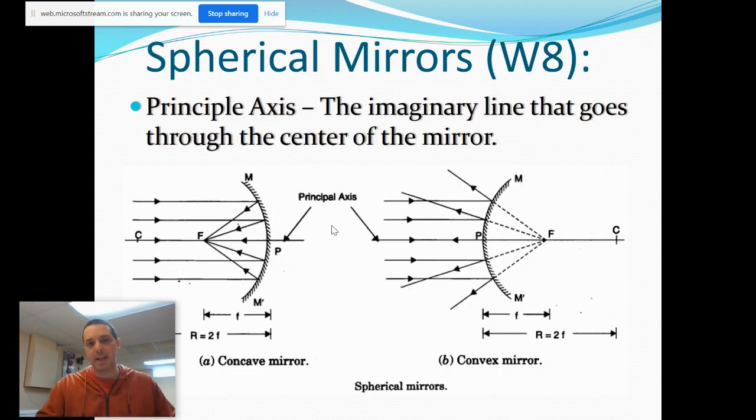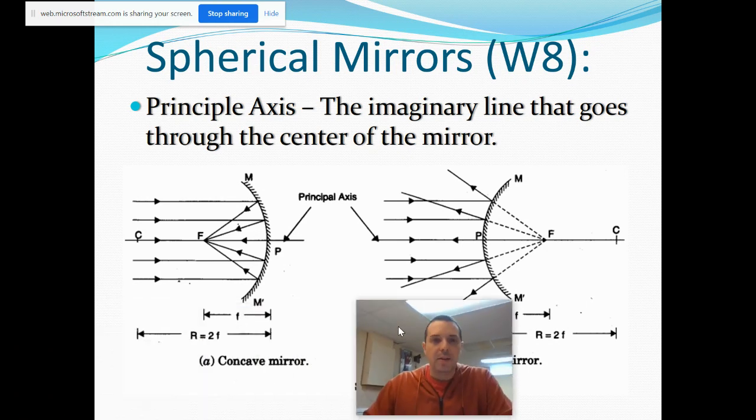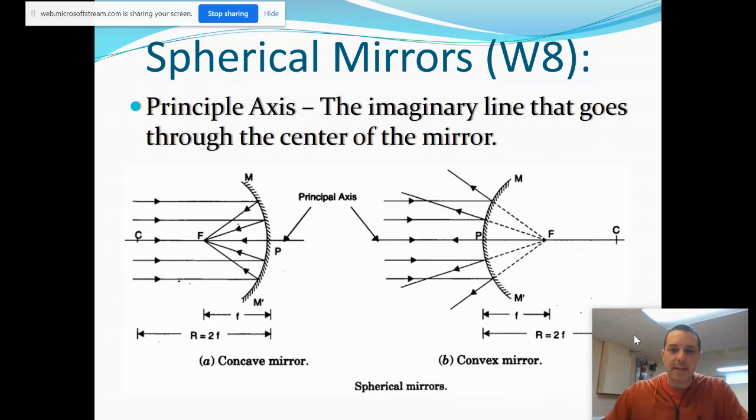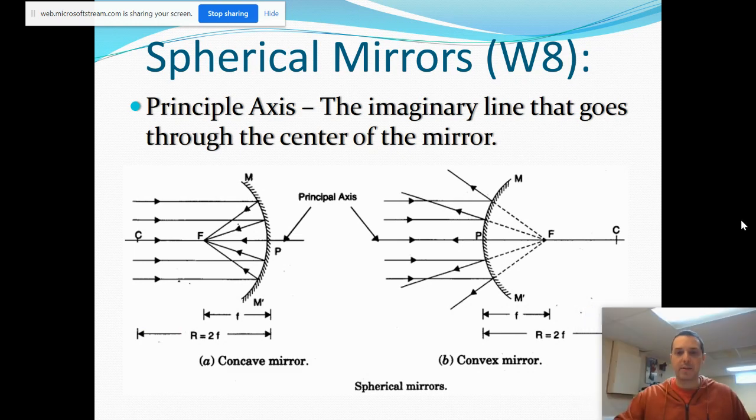If you look at the top of the next page, we have some diagrams down below that show the concave and the convex mirrors I just showed you. And up above, I want to define what the principal axis is. The principal axis is an imaginary line that goes right through the center of the mirror. And if you look down at these diagrams, you can see that the principal axis is labeled on each of them, and it's dead smack in the middle of both of the mirrors. Whether it's concave or convex doesn't really change that aspect of it.